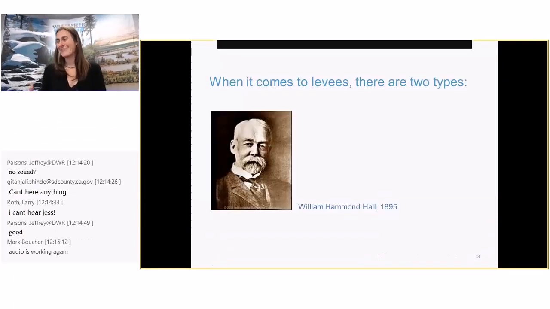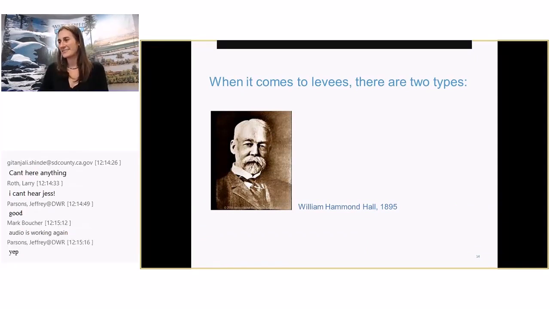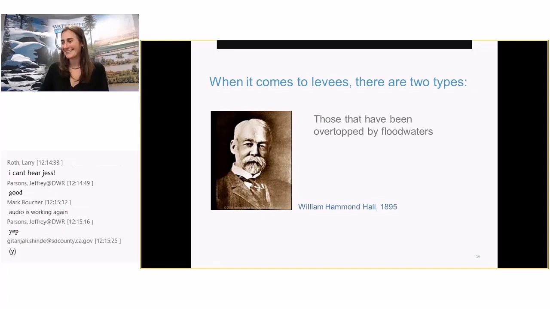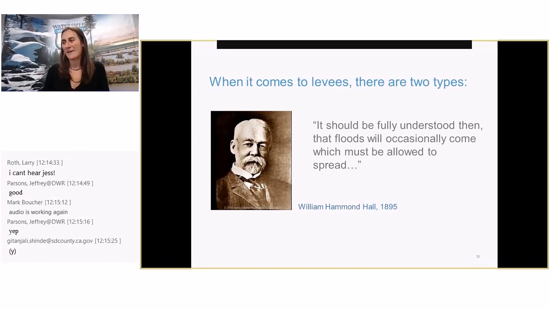From the top, William Hammond Hall is one of California's first known licensed engineers, and he's famous for saying that when it comes to levees, there are two types. There are those that have been overtopped by floodwaters, and you know what comes next because you've already seen the slide. Those that will be overtopped by floodwaters. This is an important piece to that, which is that we have to expect that floods will occasionally come, which have to be allowed to spread out. And then you follow and think, so long as there is something in that floodplain that could be flooded, then we have a risk that we can't ignore.